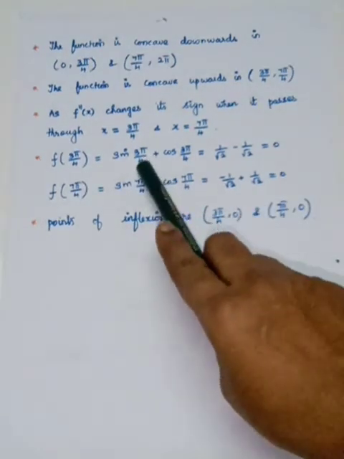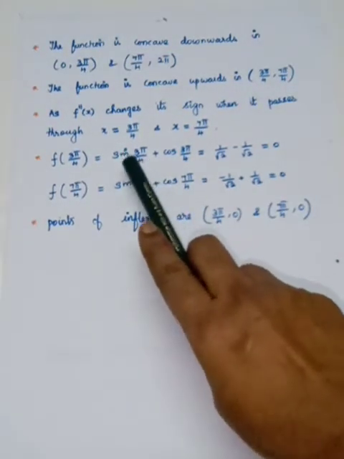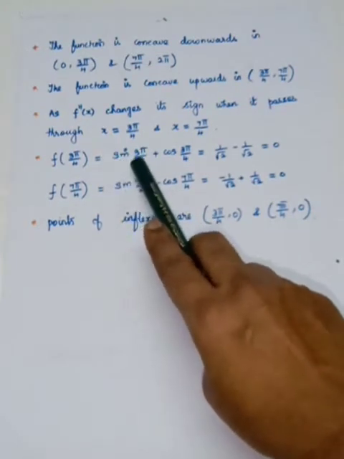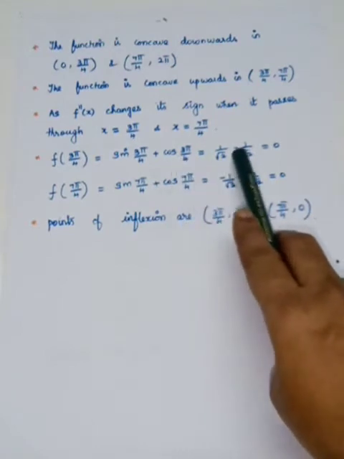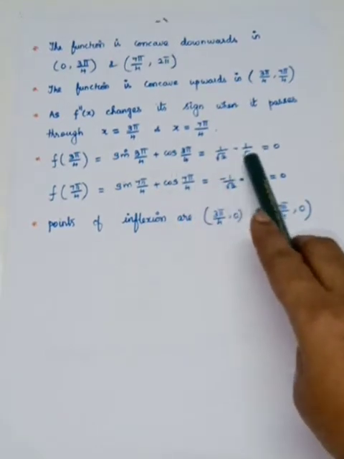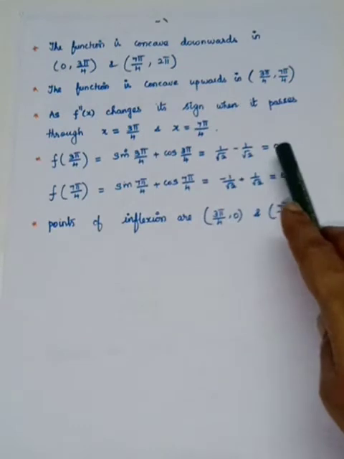It is 135 degree. So 135 degree lies in the second quadrant. In the second quadrant sin is positive, so 1 by root 2, and in the second quadrant cos is negative, so it is minus 1 by root 2. So 45 degree having the same value. So it will become 0.